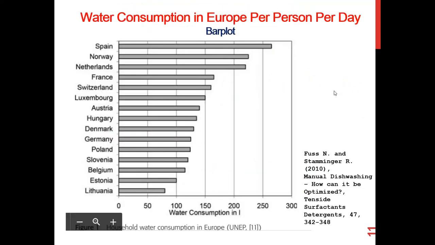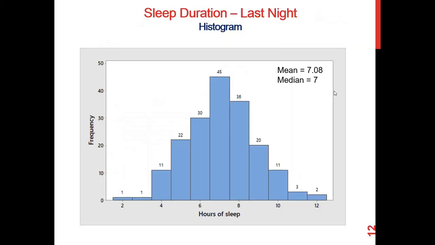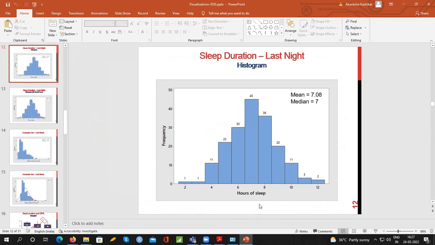Bar plot is where I have some categories, or for example here countries, and for every country I have one value, or if I have frequencies for each country of something, counts of something, then I can draw a bar plot. Then histogram is when I have some continuous variable like sleep duration. So people can tell me I slept for 4.5 hours or 3.25 hours. For such representations we use a histogram. Every bar in the histogram, that height represents frequency.